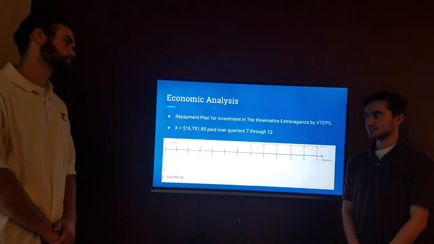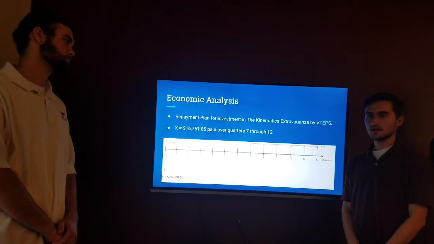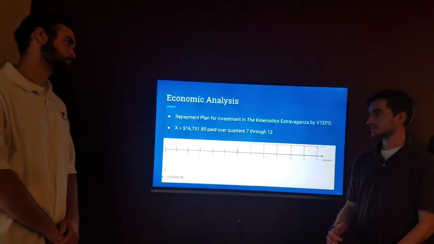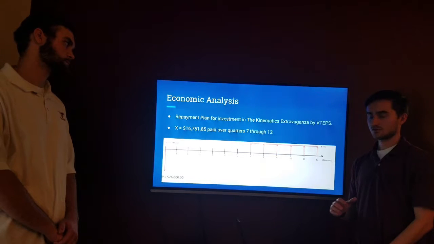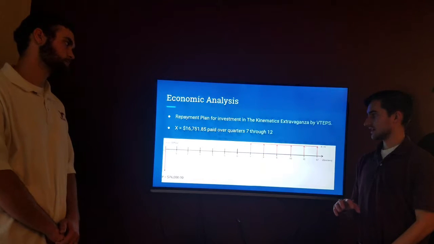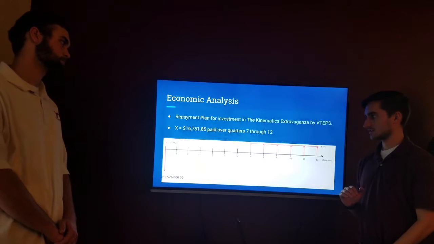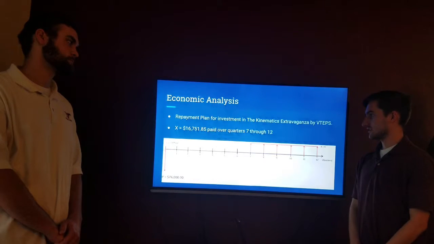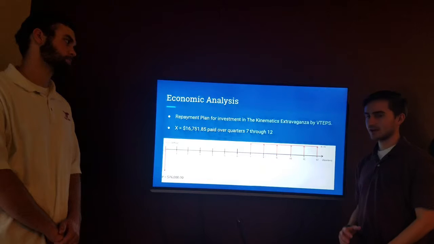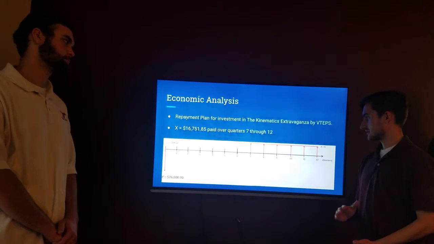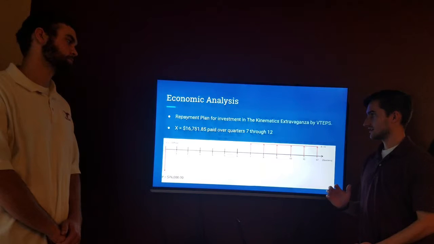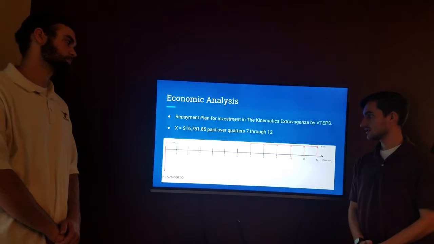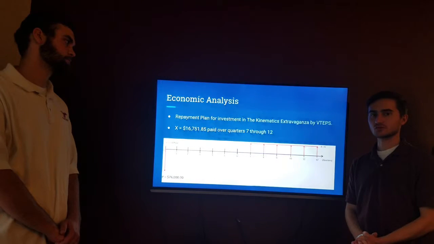For our economic analysis, we went through a repayment plan to figure out if we could have VTEMPs pay a lump sum up front, so we could go through our design, and then 3 or 6 quarters later be able to repay that sum over 6 quarters. And the lump sum that we were asking for is $76,000. At quarter 7 through quarter 12, we'd be paying an annuity of $6,751.85, and that would be at a nominal interest of 12% per year.